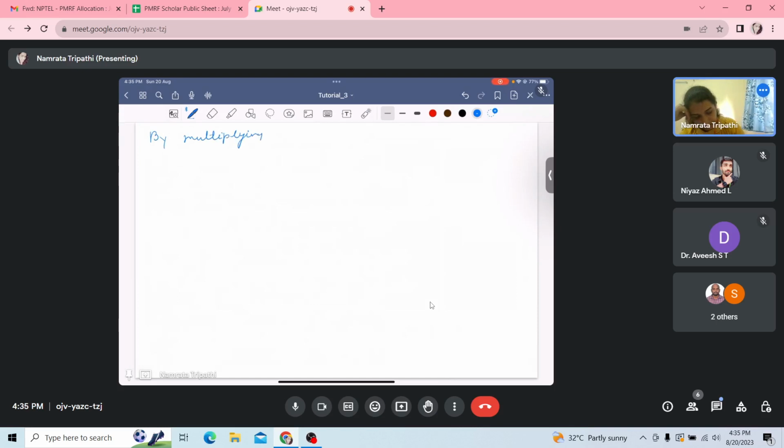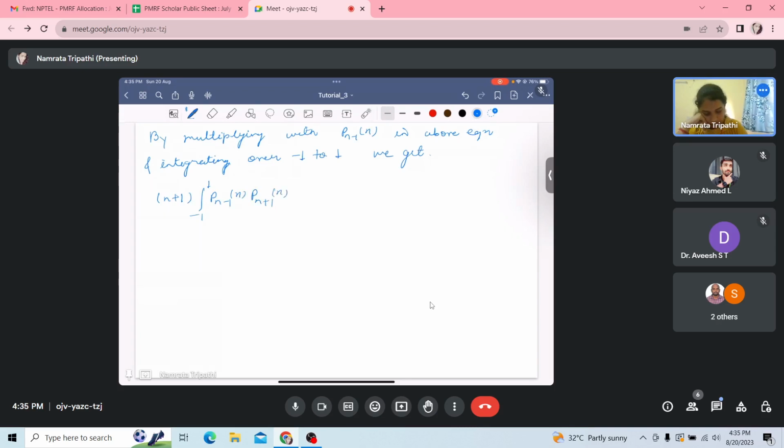By multiplying with Pn minus 1 of x in the recurrence relation in the above equation and integrating over minus 1 to 1, we will get this. Simply, you have to multiply with Pn minus 1 in the recurrence relation and integrate over minus 1 to 1.